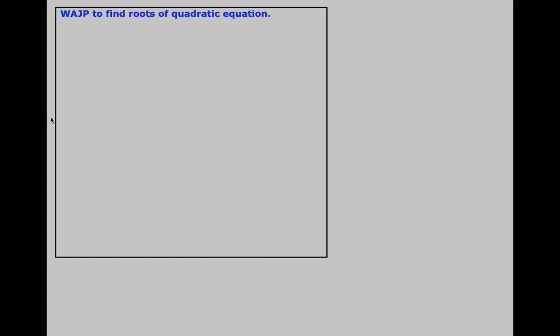Now let's do this program where we are supposed to find the roots of a quadratic equation. The program is quite important and it is interesting also. Before I start with the explanation of the program, I hope you know what a quadratic equation is.